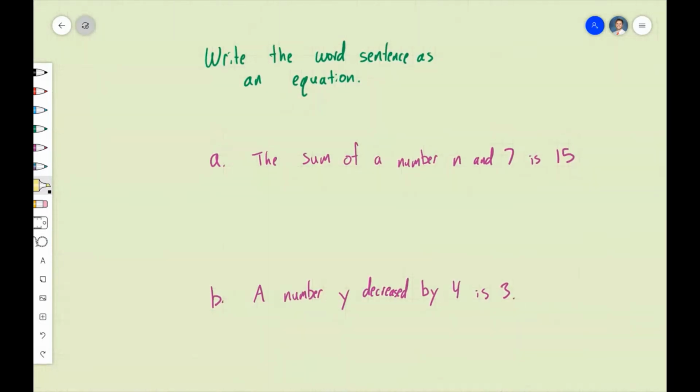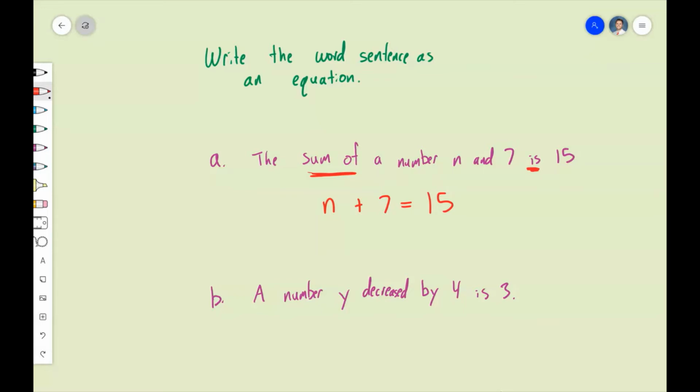So let's look here. Write the word sentence as an equation. Our first one says the sum of a number n and 7 is 15. We've practiced this before with expressions. Now the only difference is that we also have an equal sign, right? So let's start with the sum of. We know that tells us we will be adding. So the sum of a number n and 7 is, that tells us, equals 15.